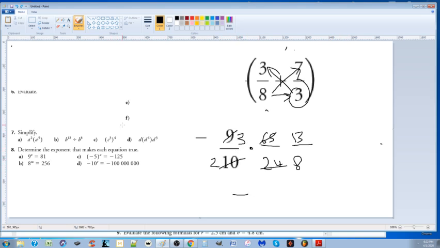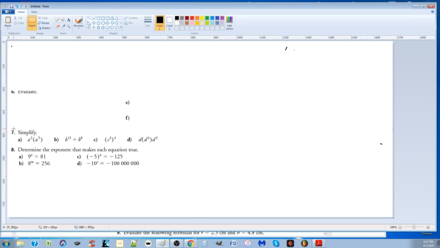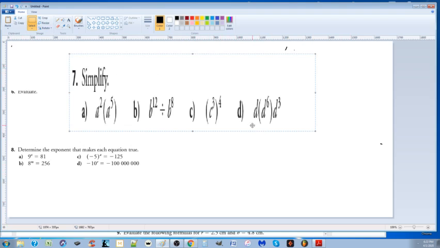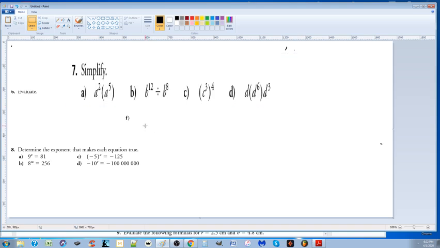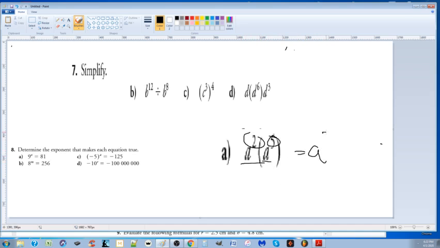Great. Simplify. So we're just going to follow the rules of exponents, and then I'm going to stop the video, and I'm going to continue later with the questions at the back. Simplify. We're going to follow our rules. So what are our rules? The first one. What is a to the power of 5 times a to the power of 2? Well, they have the same base, so I'm allowed to simply add the exponents. So it's a to the power of 7.